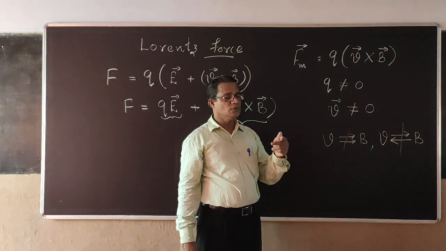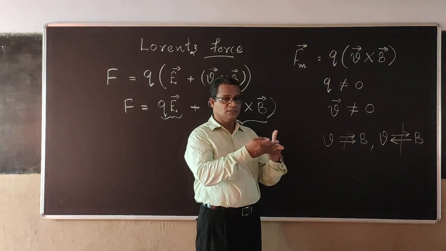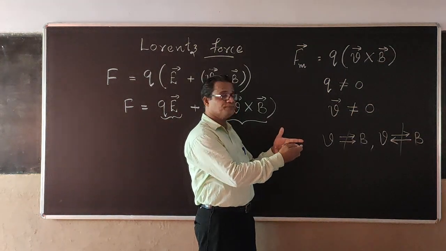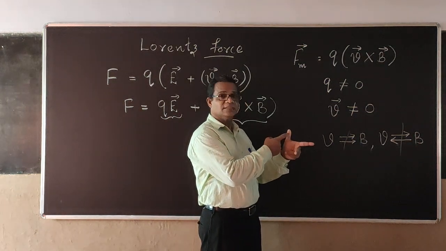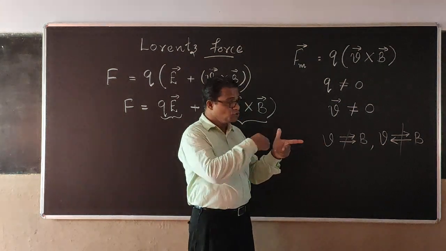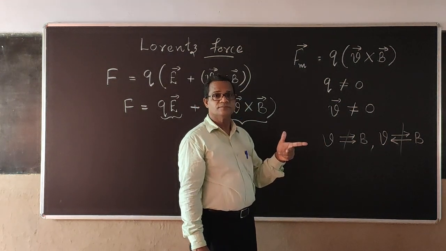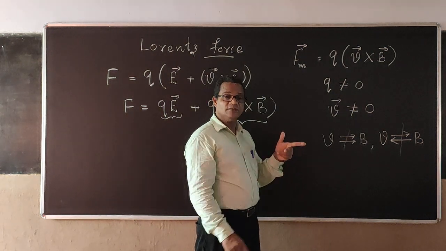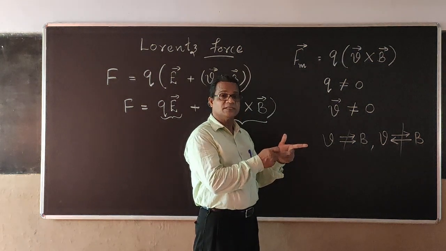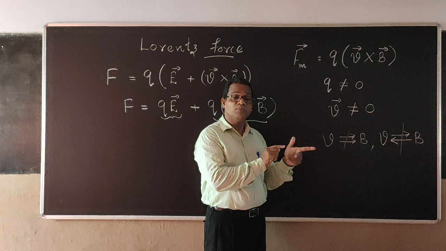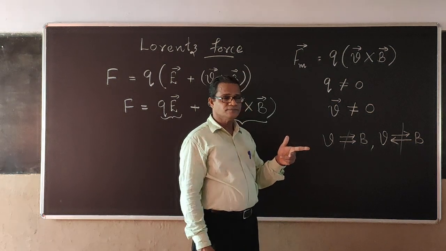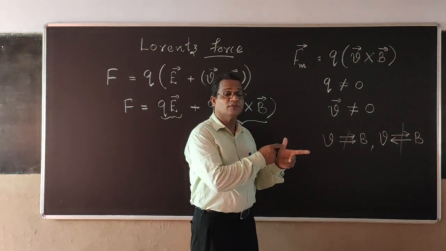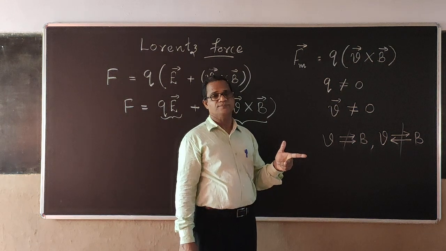That if you hold the three fingers of the left hand, middle finger, forefinger and the thumb in mutually perpendicular directions, where forefinger represents the magnetic field, middle finger represents the direction in which the positive charge moves, then thumb will be pointing the direction of the force acting on it.